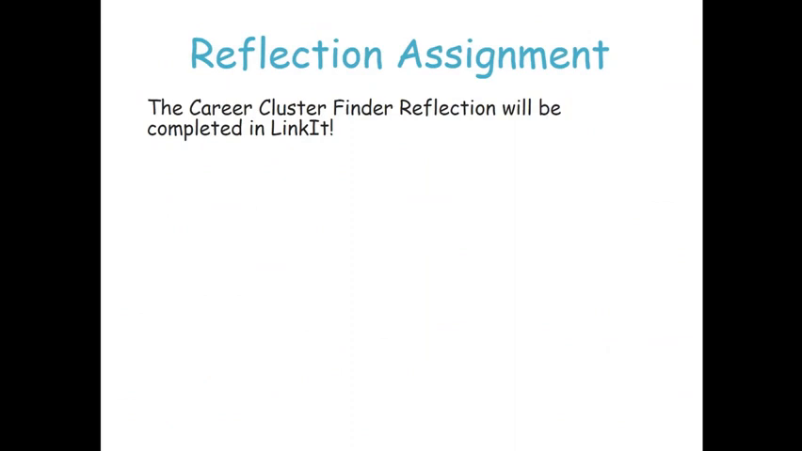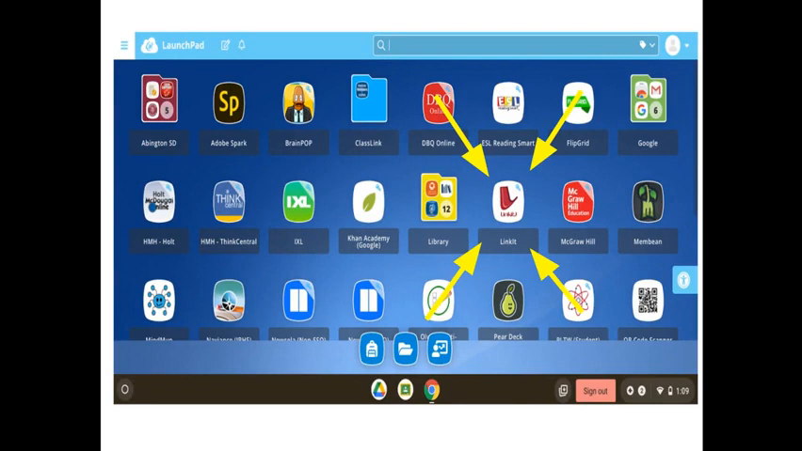There is a reflection component that is required as part of this activity. The Career Cluster Finder reflection will be completed through Linkit. So once you complete your Career Cluster Finder in Naviance, you can open up your Linkit, which is found on your class link launchpad, and the reflection will be listed under your tasks to do.